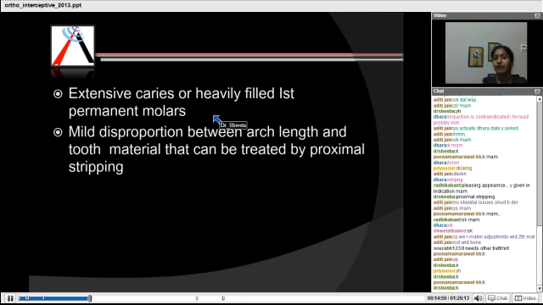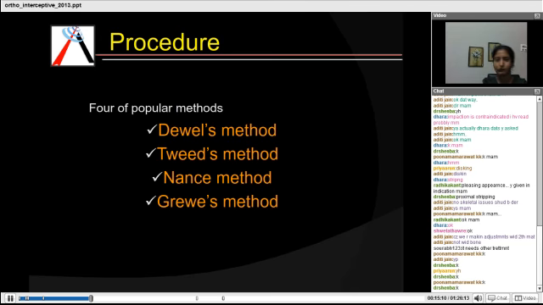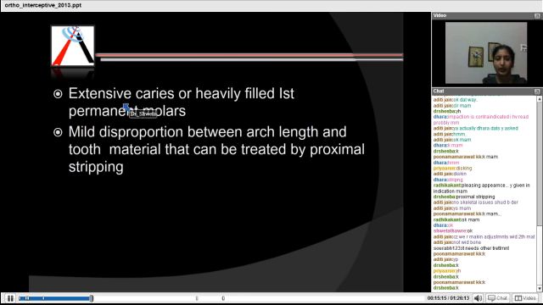Extensive caries or heavily filled first permanent molars. Mild disproportion between arch length and tooth material, that can be treated by proximal stripping. Okay, why is it extensive caries or heavily filled first permanent molars? When there is extensive caries in first permanent molars, why can't you do serial extractions?